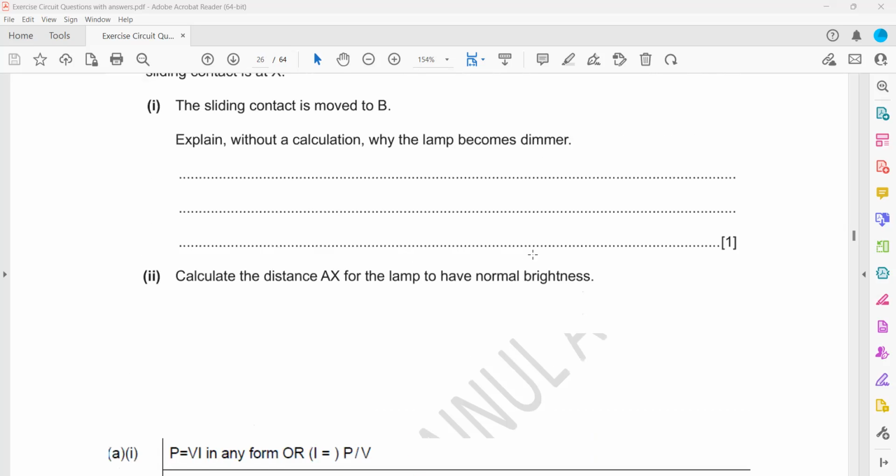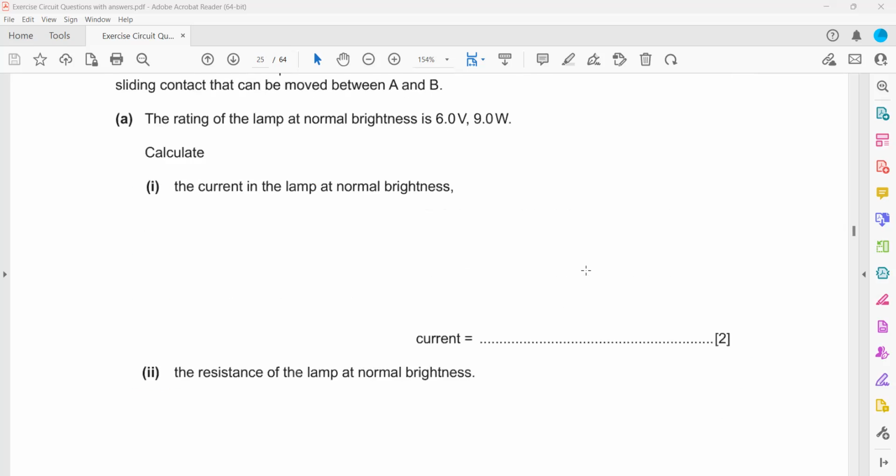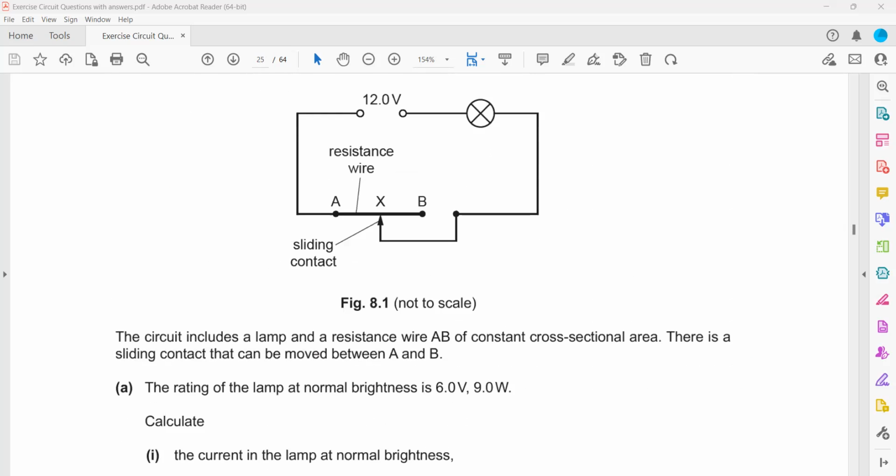Then calculate the distance AX for a lamp which has a normal brightness. Okay. So if it is having a normal brightness, look, why did it get dimmer? See, the total length of A and B is 1 meter, and we were using a part of it. So we are not using the full, we are using a part of it. For example, say half of it we were using. So what is the resistance of half? That is 2.5. So if resistance is 2.5 here, there will be less voltage, out of 12 maybe 6 volts here, and the remaining 6 volts across the lamp. So the lamp was at normal brightness.